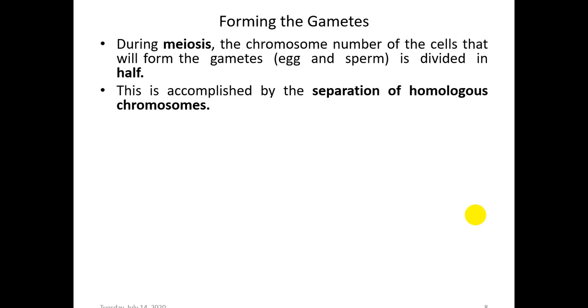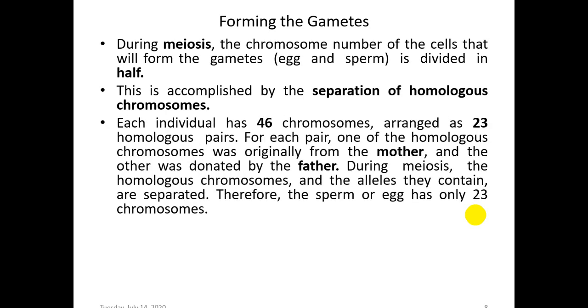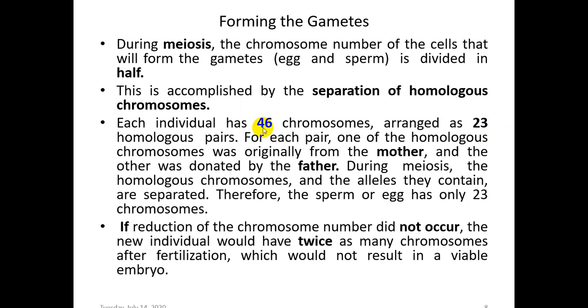So they are separated. Okay, 46 become 23: 46 in the somatic cell, and 23 in the gametes. I mean, the normal cell in the body is 46, while the gametes, sperm or ova, are 23. So this is 23 from the mother, 23 from the father. Then they will combine and return back to 46.